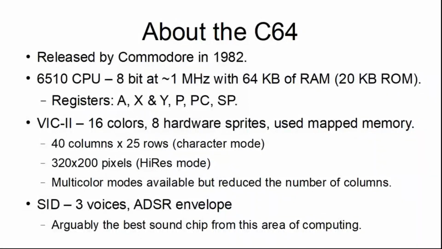It also came with 64K of RAM, hence the Commodore 64. It had 20 kilobytes of ROM, which we'll talk a little bit about in a future slide. However, it also came with a bunch of hardware registers. Each register had a specific purpose.